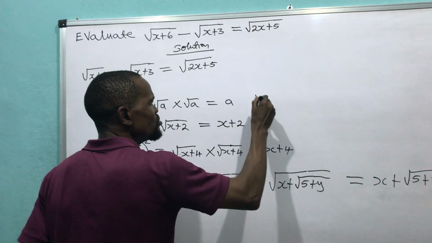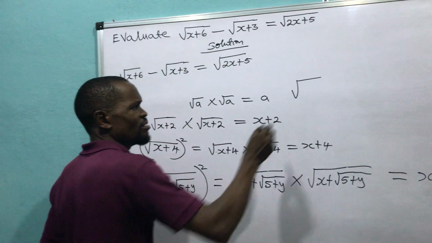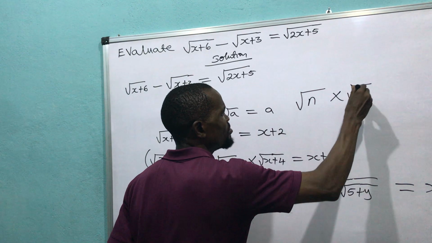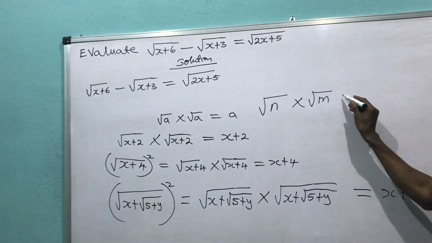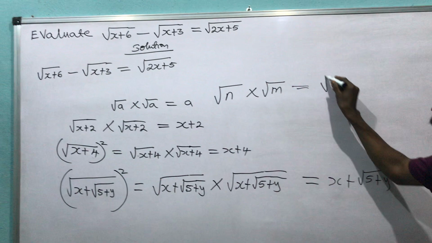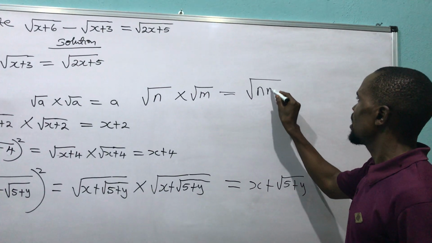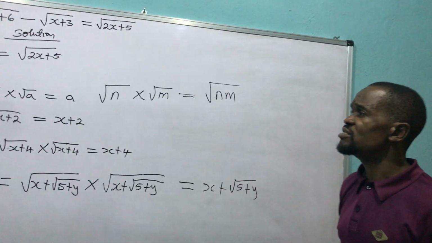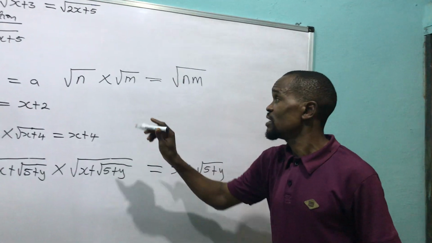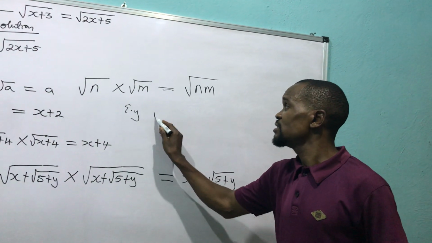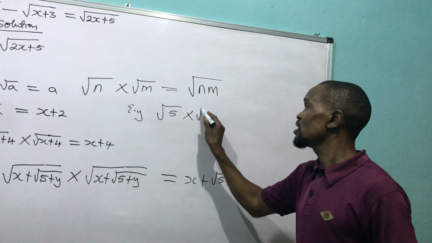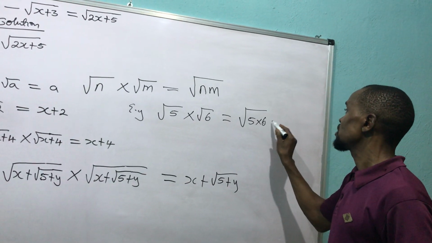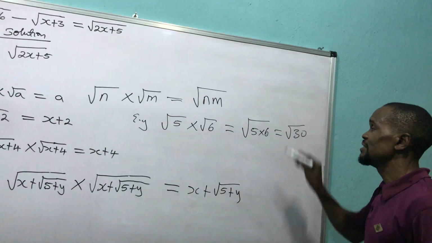Unsimilar surds, like surd of n times surd of m, will give me surd of nm. They will not leave me with what is inside the root, but with their multiplication. An example: surd of 5 times surd of 6 will leave me with surd of 5 times 6, which gives surd of 30.